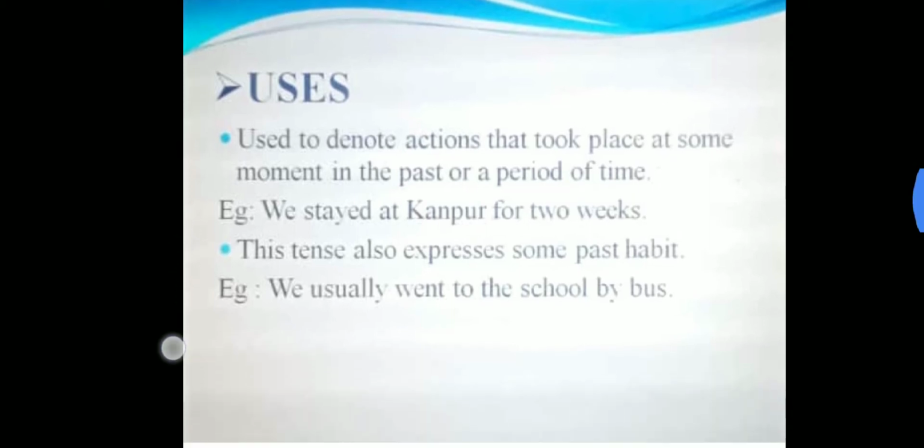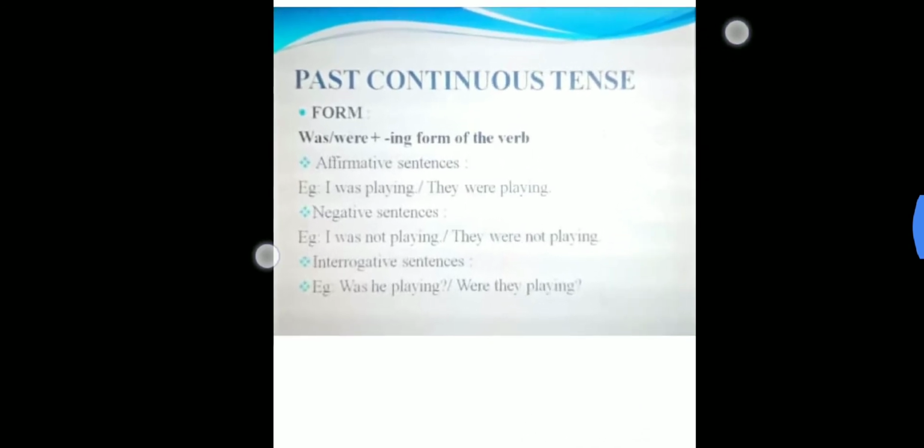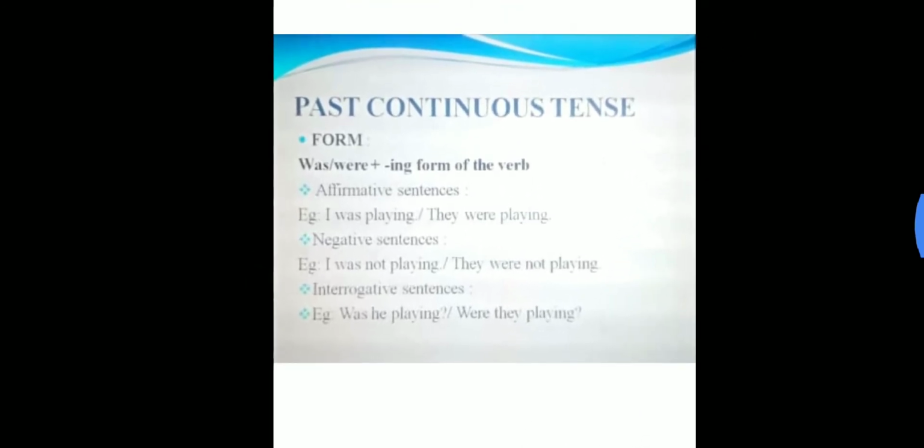Let's move further into past continuous tense. Its form is was or were plus ing form of the verb. So basically we have to use subject plus was or were. According to the subject, we will change the helping verb. If the subject is singular, we will use was. If the subject is plural, we will use were.